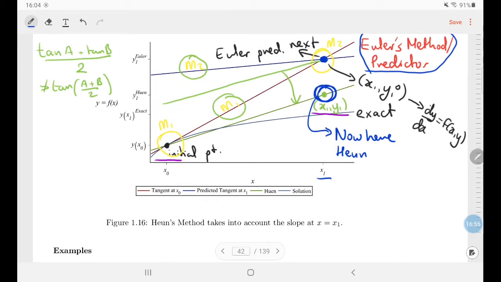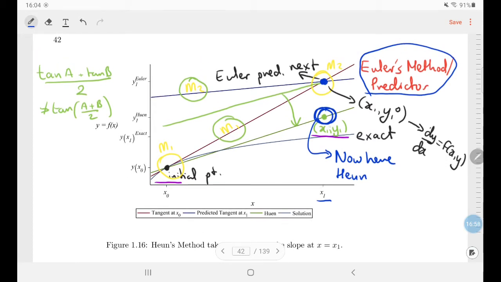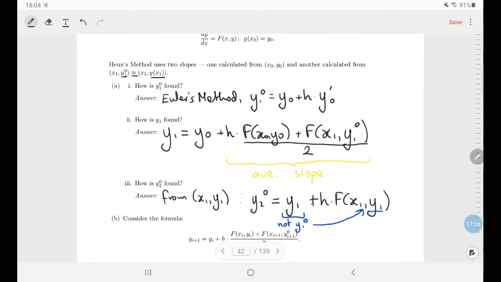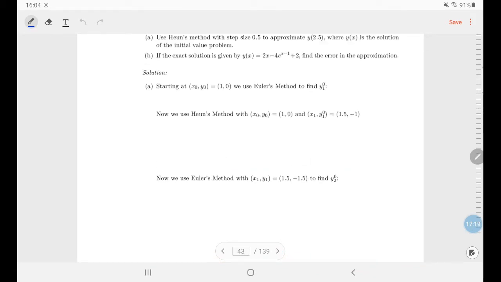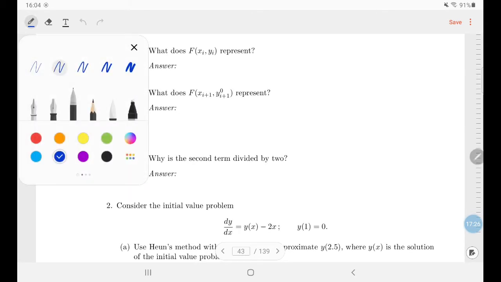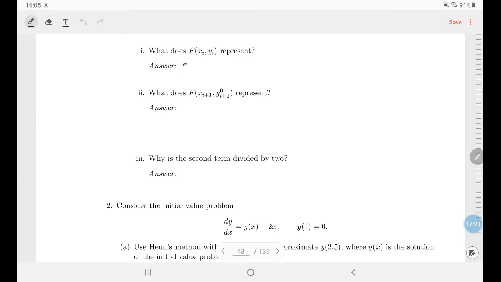As far as you're concerned, the error here, in this picture it kind of coincides. Look, the difference between that green x1, y1 and the exact solution is a lot smaller than the difference between the Euler predictor and the exact solution. So if you're trying to estimate the slope, again, you would use y1 and not y10. Okay, now we're looking at this formula. What does f of x_i, y_i represent? The slope at the current point.